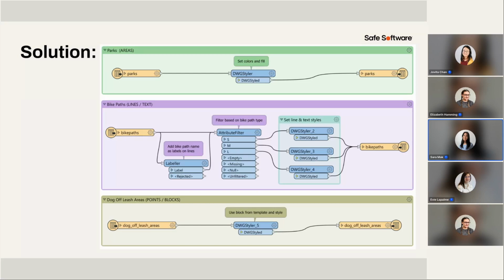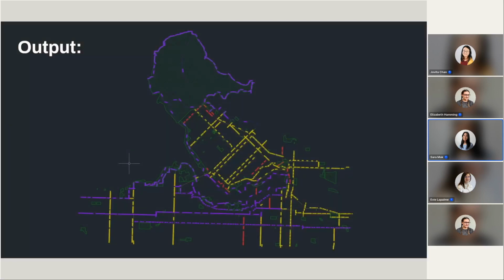So we started with features from a file geodatabase, and we used 5 DWG stylers to stylize the types of features differently so that we end up with symbology that is much simpler to understand in CAD, as you can see here.